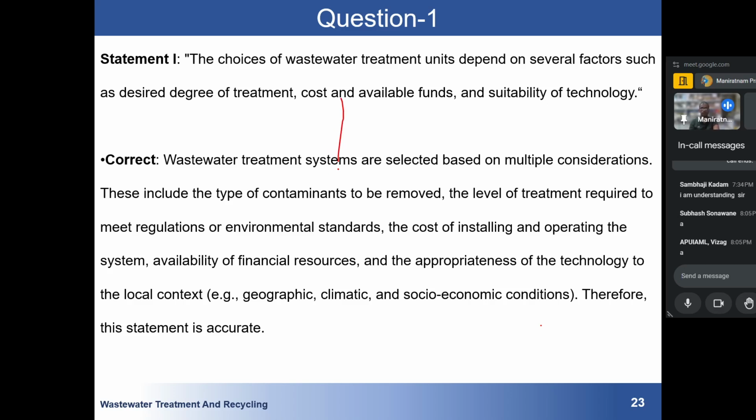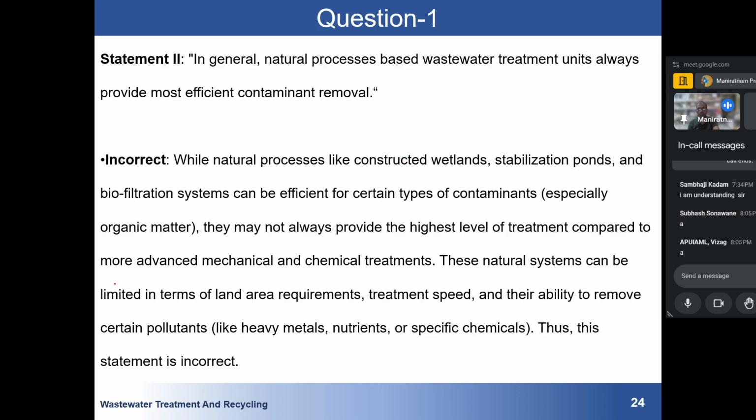If we are using our treated wastewater for drinking purpose, then it should meet the standard code for drinking water parameters, that is IS 10500. If it is for irrigational purpose, then the rules set by environmental standards by CPCB, it should meet those criteria, and so on. Then the cost of installing and operating the system and available financial resources. So this statement is correct.